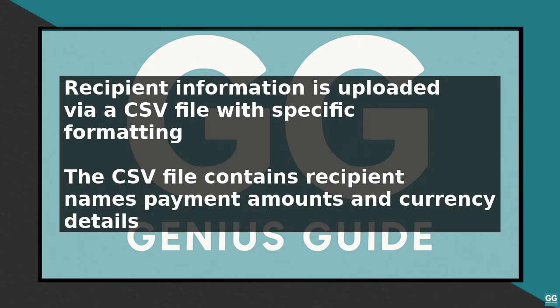Sending mass payouts. To send the mass payouts, you need to review and confirm the payout details. Once you have confirmed the details, Revolut will process the payouts and send the payments to the recipients. You can track the status of the payouts in the Revolut dashboard.